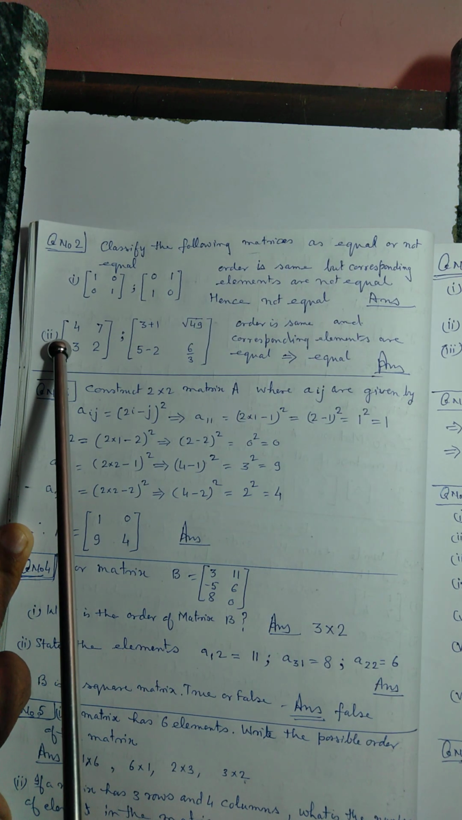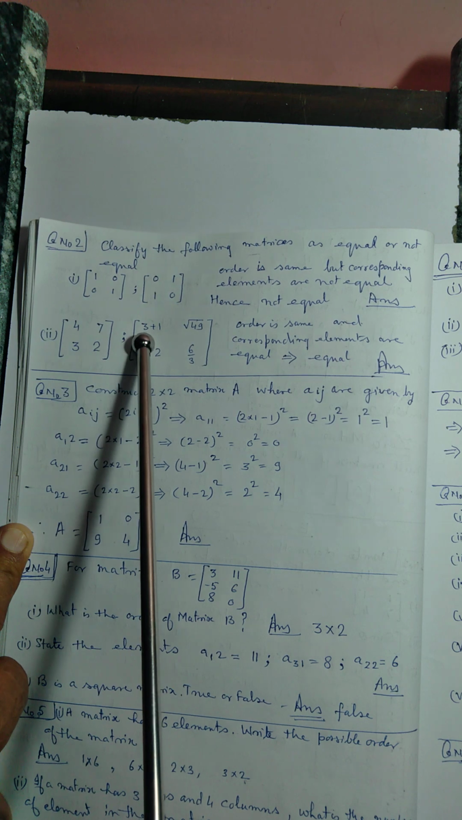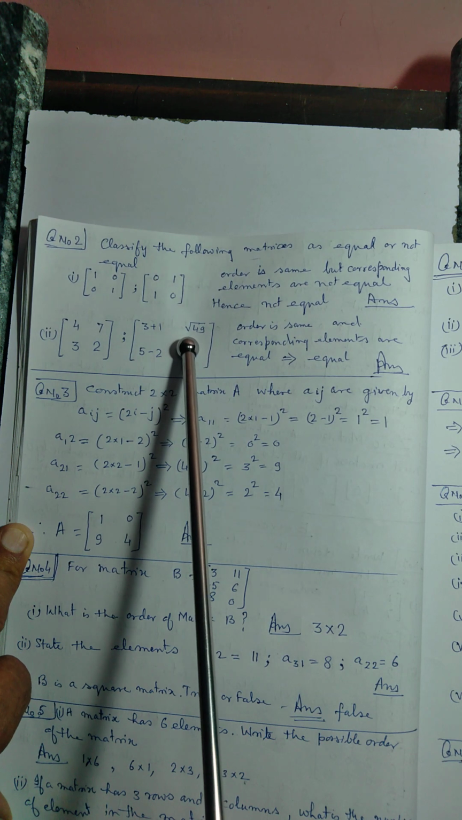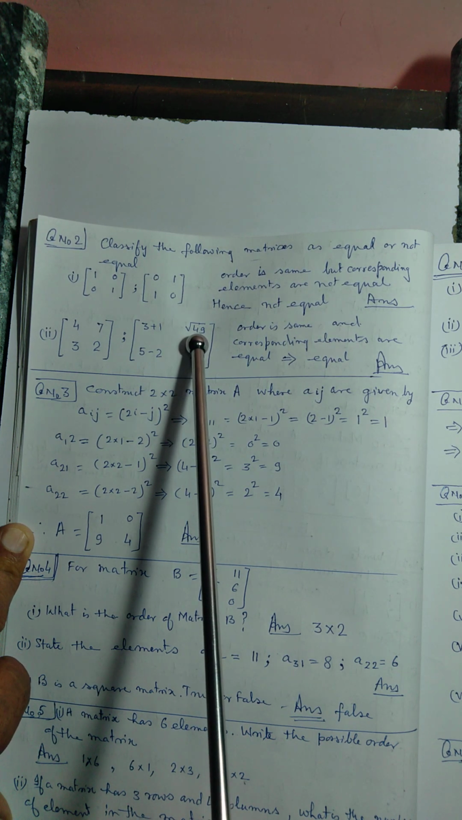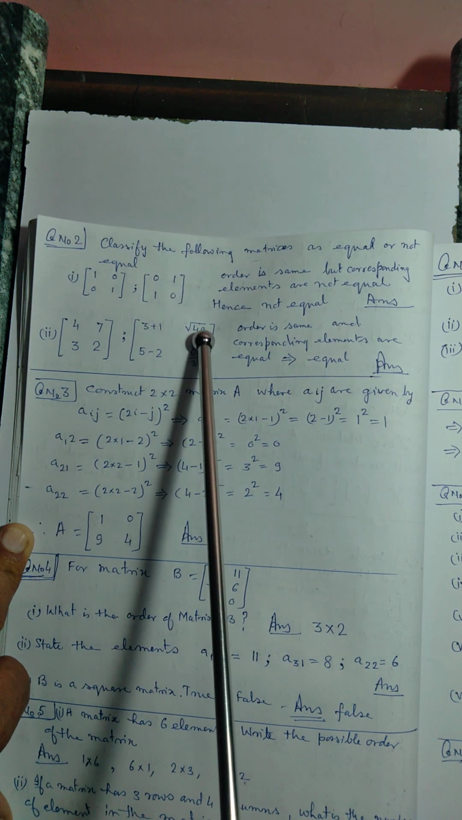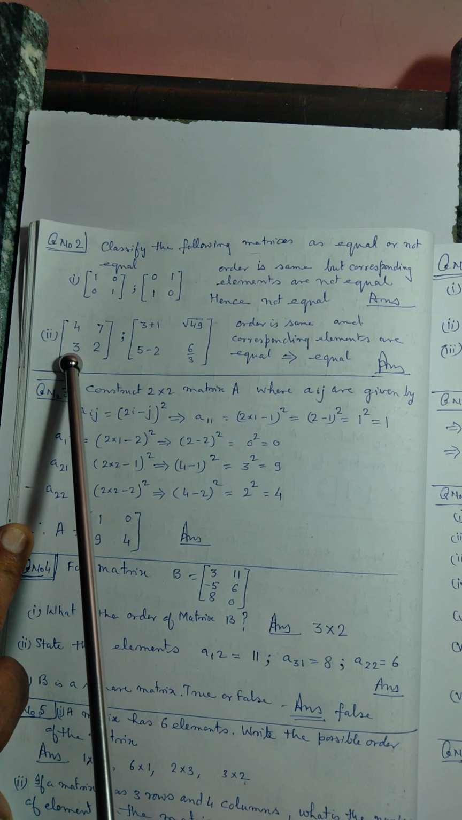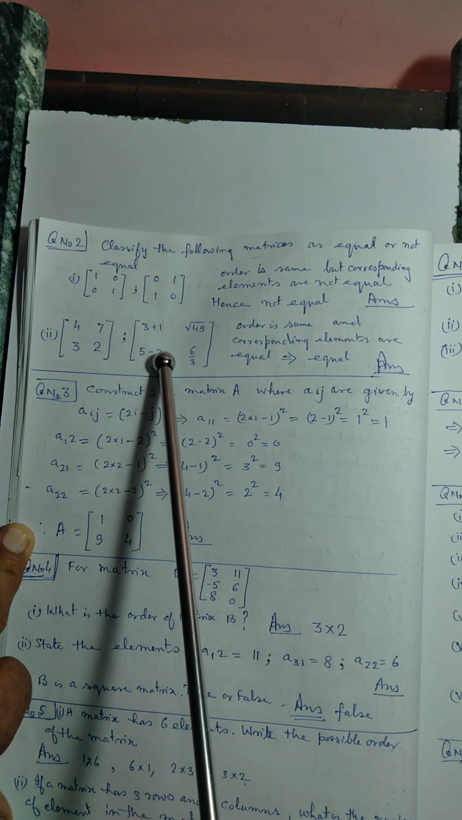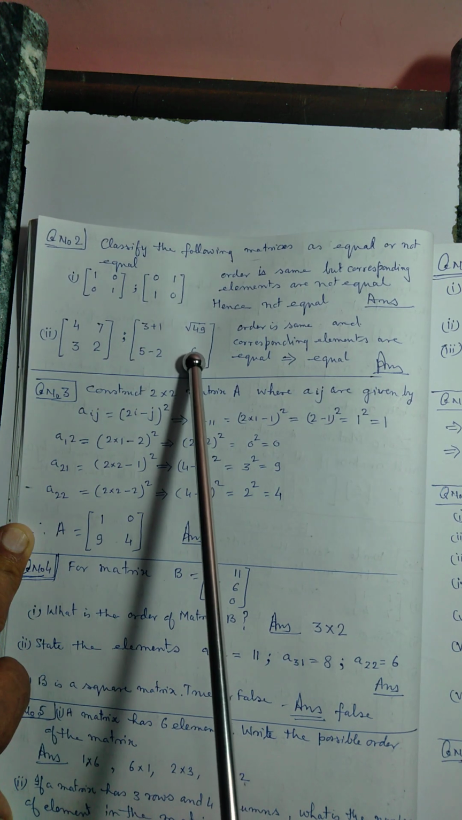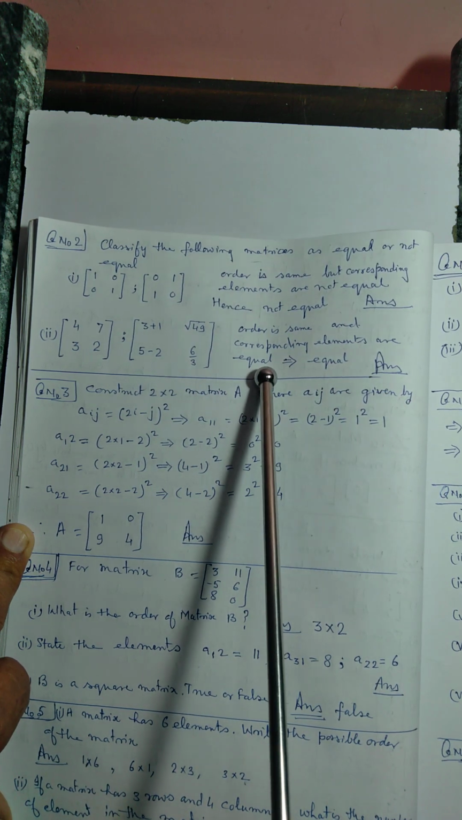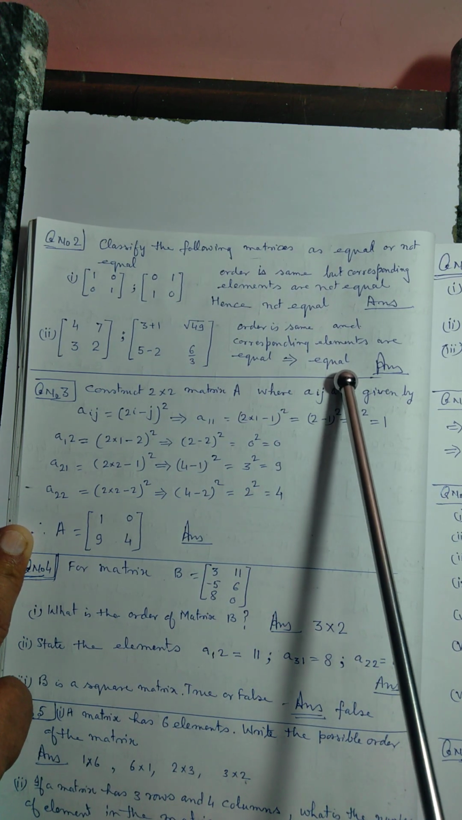Now come to the second part. Here you see 4. Here you see 3 plus 1, that is 4. Here you get 7. Here you get root 49. Solve it, you will get 7. So the 7 and it is also 7. Here it is 3. Here it is 5 minus 2, that is 3. So the corresponding elements are same. Now here it is 2. Here 6 by 3, that is 2. If you solve it, you will get 2. So the order is same and the corresponding elements are equal. Therefore, it is an equal matrix.